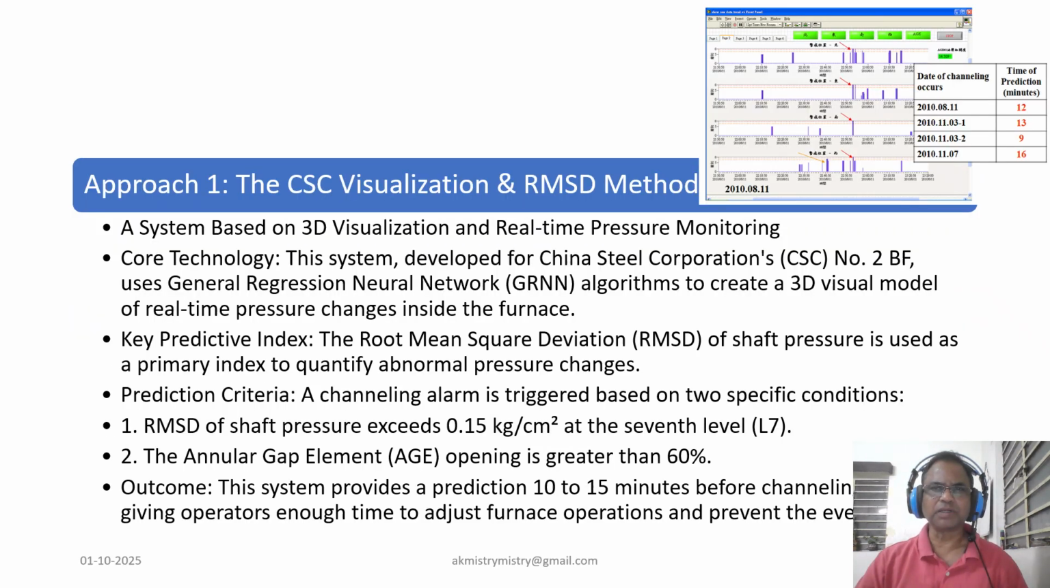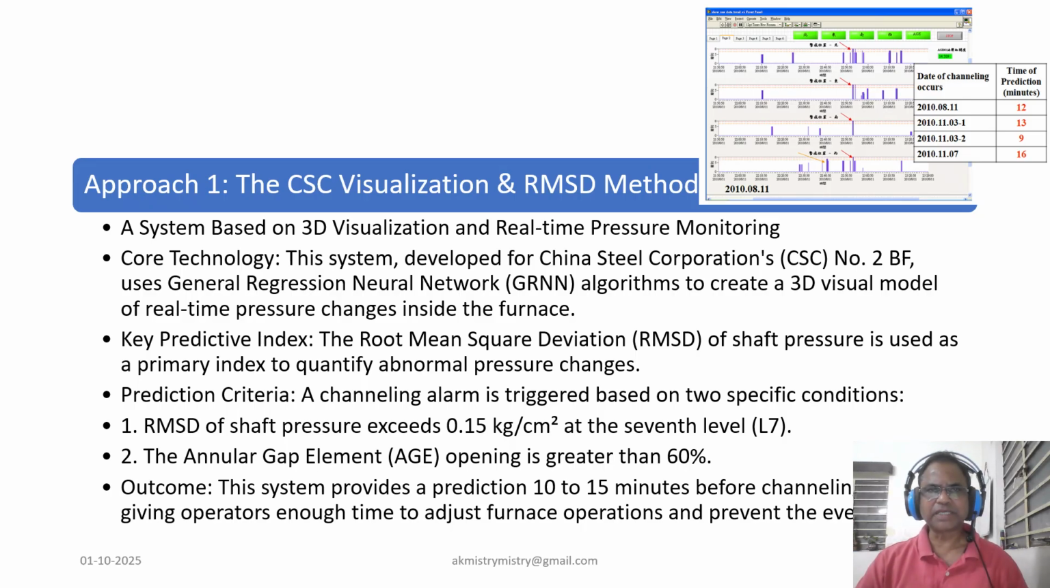Now we are going to see what sort of approach there is to tackle the channeling. The CSC visualization and RMSD method, a system based on 3D visualization and real-time pressure monitoring. Now let us discuss its core technology. This system was developed for the China Steel Corporation, number 2 BF. It uses the general regression neural network GRNN algorithm to create a 3D visual model of real-time pressure changes inside the furnace.